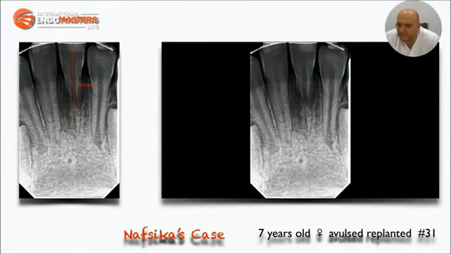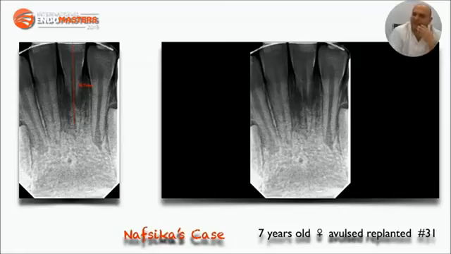Sometimes cases like this are referred to my practice. I mean, what can you do in a case like this? Little Nafsika, she's 7 years old. She suffered an avulsion injury of her left mandibular central incisor. The tooth was replanted immediately and splinted in place. 6 months later, this is the situation. Almost the whole root is resorbed, external inflammatory resorption.